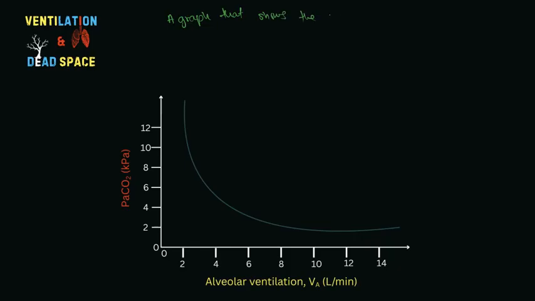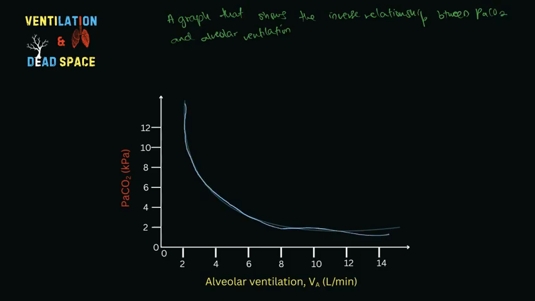Shown here is a graph of PaCO₂ against alveolar ventilation. It shows the inverse relationship between PaCO₂ and alveolar ventilation. The lower the alveolar ventilation, the higher the PaCO₂, and the higher the alveolar ventilation, say 14 liters per minute, the lower the PaCO₂ in kilopascal.